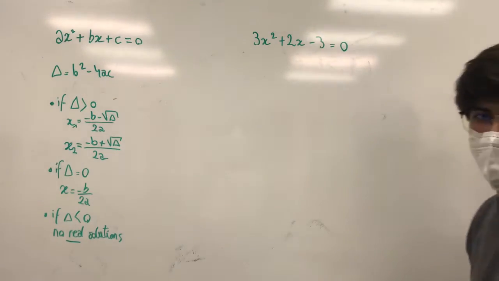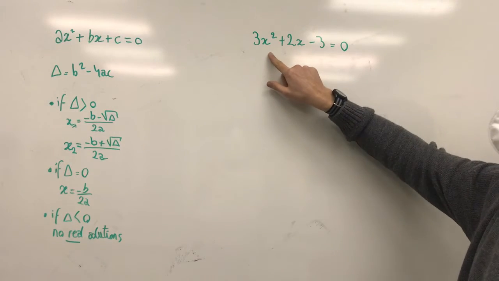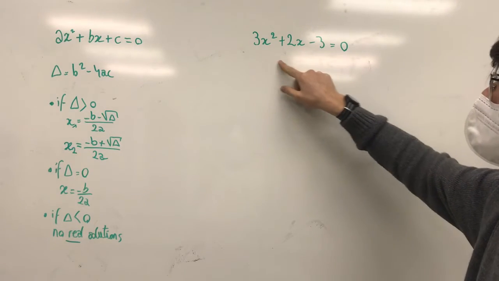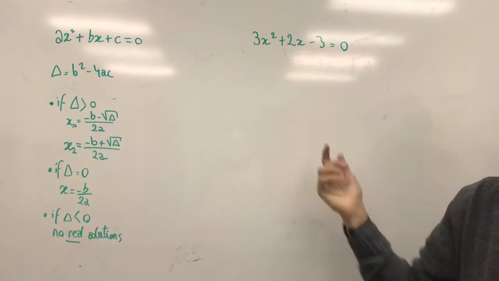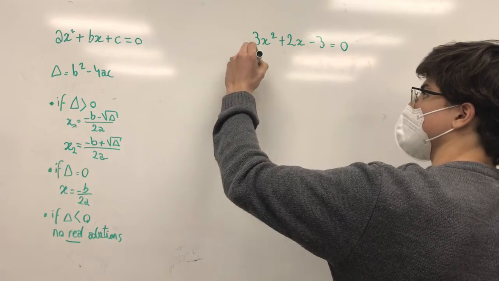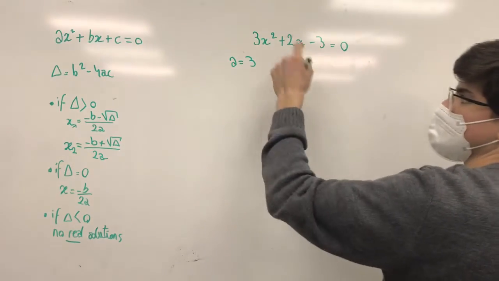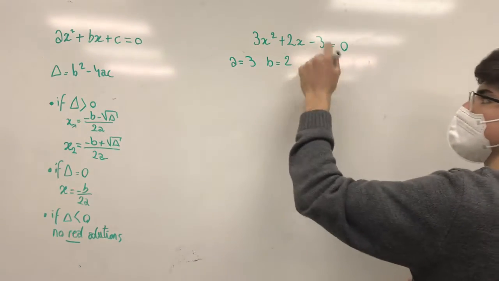So we're going to apply those rules in this example. As you can see, this is an ordinary second degree equation, and we can already identify the coefficients, so a, b, and c. Here, a equals 3, b equals 2, and c equals minus 3.